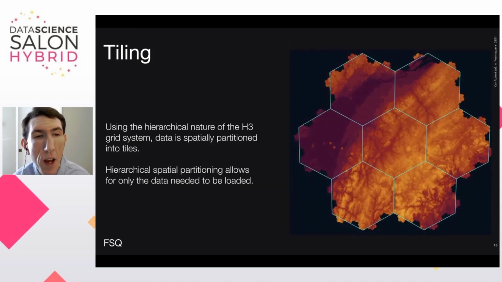Next slide, please. And the Hextile system is very well suited for this. We used our knowledge of how the hierarchical H3 grid system works and how we can most efficiently use that in order to bring in just the data that's needed, as well as the precision of data that's needed for our analytics.